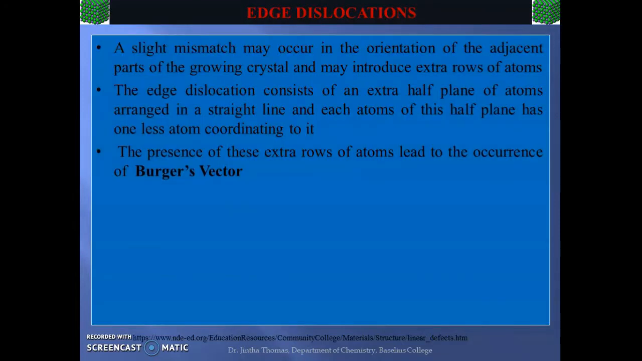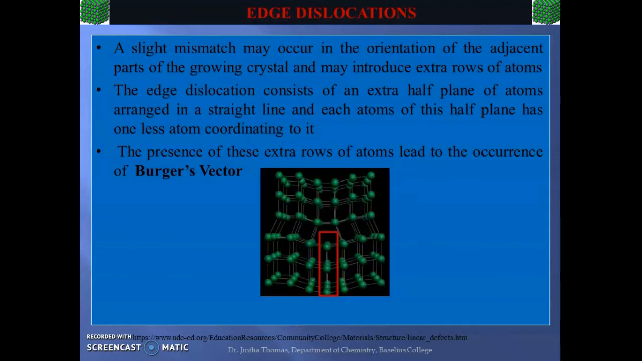As you all know, edge dislocations arise when there is a slight mismatch in the orientation of adjacent parts of the crystal, resulting in the introduction of extra rows of atoms or extra half planes of atoms. The newly introduced rows of atoms in the extra half plane has one less atom coordinating to it than is required by the perfect crystal structure. This is the actual factor that leads to the occurrence of Burger's vector. Kindly watch my previous lectures on solid state chemistry to know more about edge dislocations.